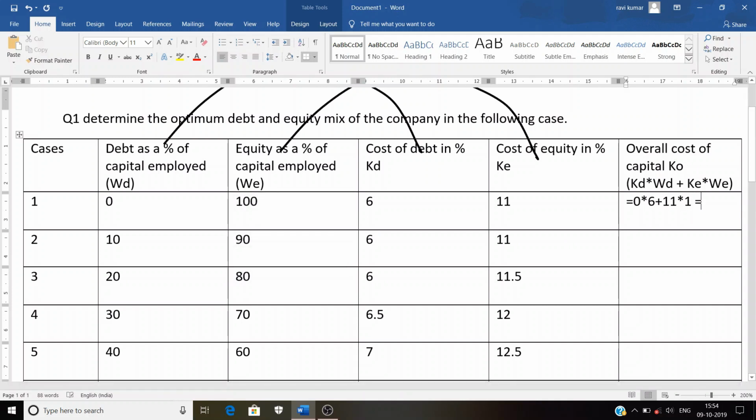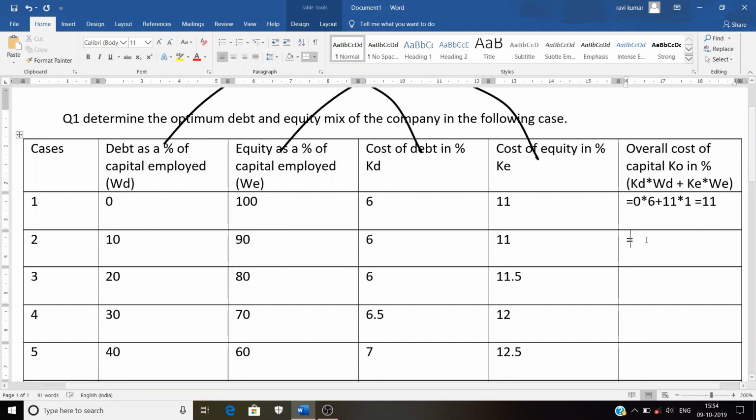And when we multiply this, we will get 11. You can also write this 11 as a percentage. If you directly multiply this with 100 percent, that is 1, we will get the same answer, because this overall cost of capital is in percentage. That's why we are not putting cost of equity in decimal. In the second case, we have weight of debt at 10% and equity as a capital employed is 90%.